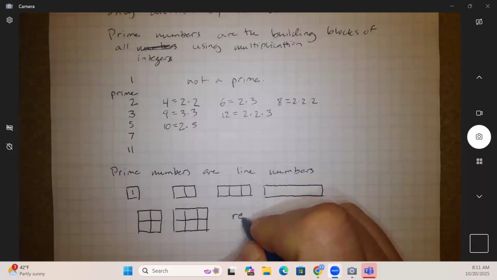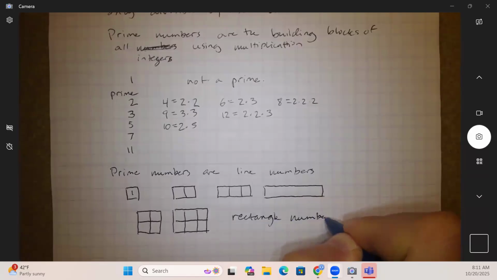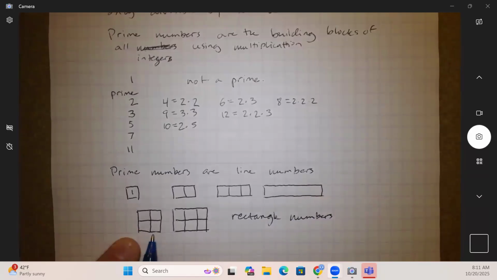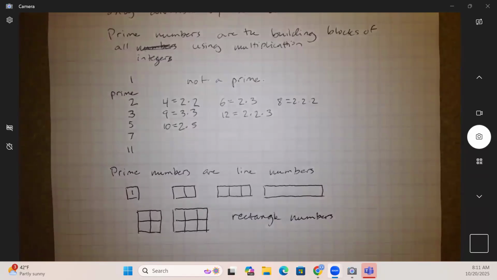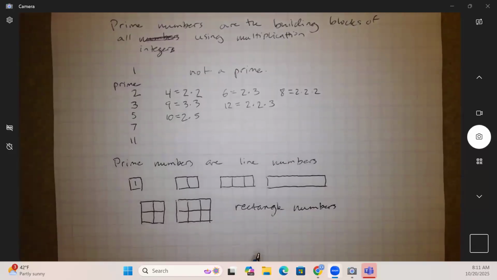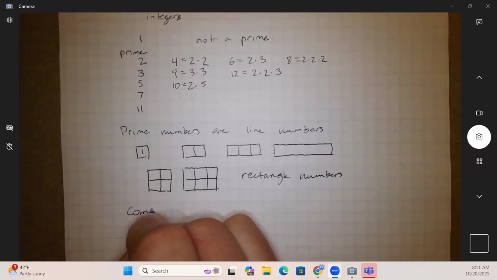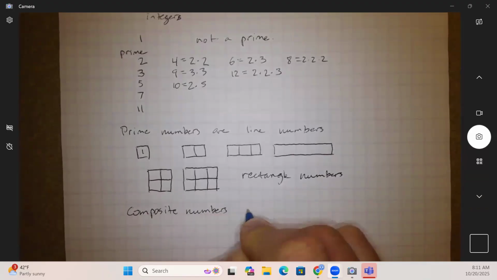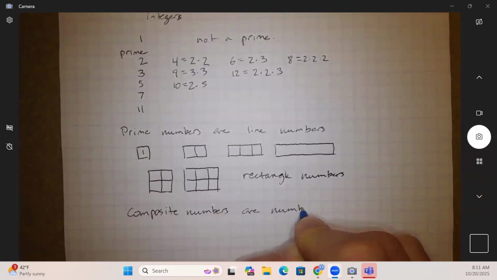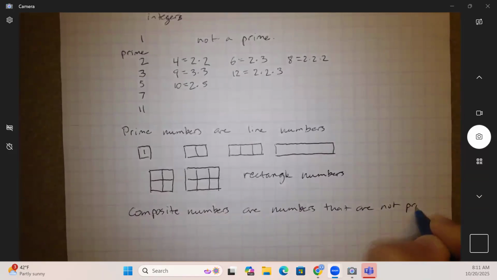So we've got line numbers and we've got rectangle numbers. And square numbers actually are part of our rectangle numbers. And that also makes sense why 1 is not prime, because 1 is a square number. But mathematicians have a different name for rectangle numbers, and that is composite numbers. Composite numbers are numbers that are not prime.